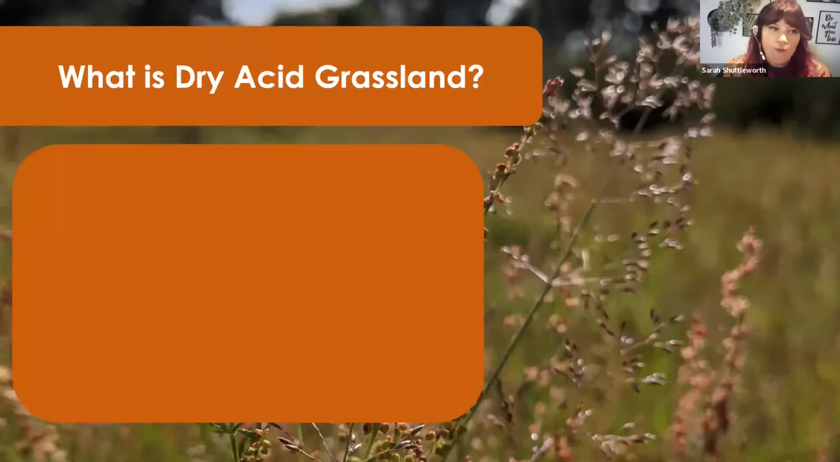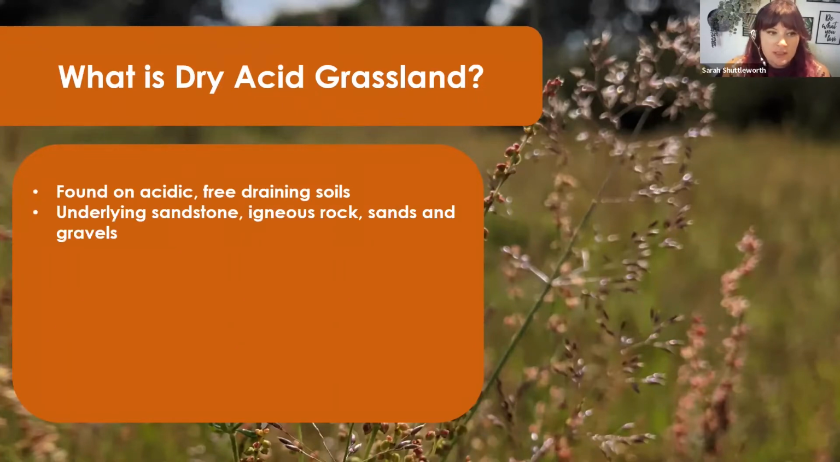So first and foremost, what is dry acid grassland? Essentially, it is found on acidic, free draining soils, which usually are overlying or underlain by sandstone, igneous rock, sands and gravels. Now, sometimes when we mention this sort of underlying geology, it can seem a little bit abstract and you think, how on earth would I know what's under the ground?